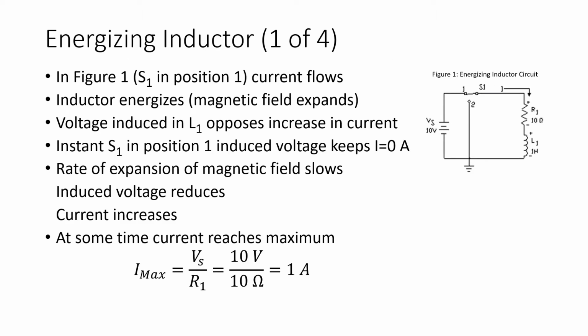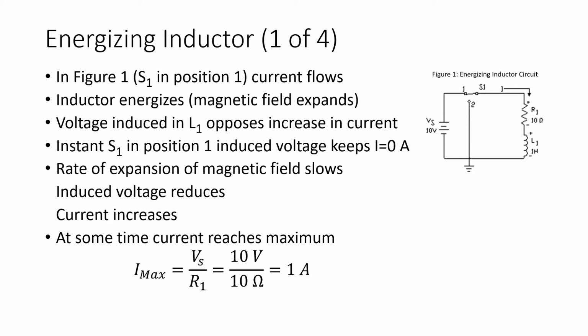Now look at the circuit of figure 1. Figure 1 shows a 10 volt DC source connected to a single pole double throw switch, and the common terminal is connected to a series combination of R1 and L1. When the switch is placed in position 1, current flows through the resistor and the inductor.